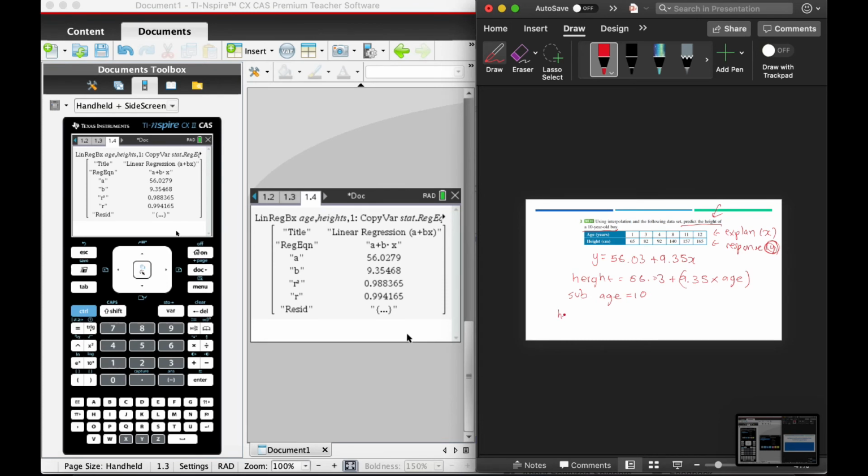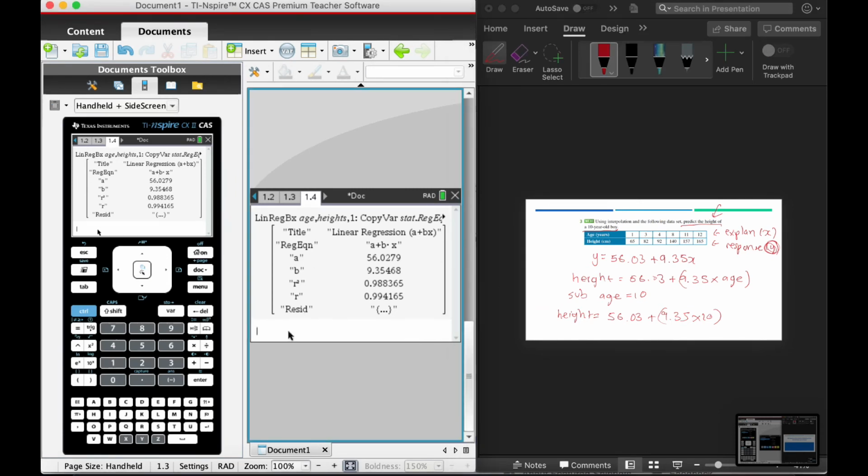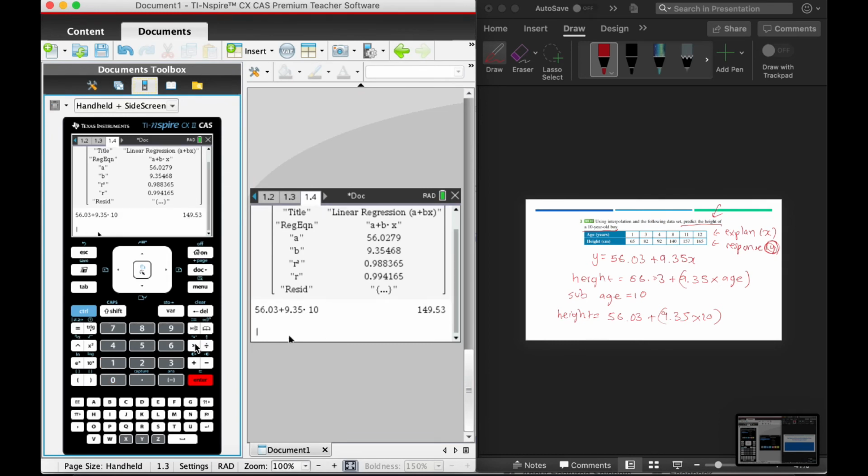So height is going to be equal to 56.03 plus 9.35 times by 10. So let's put that into a calculator. So I'm going to type over here 56.03 plus bracket 9.35 multiplied by, where's the multiplication? Multiplied by 10, close bracket, hit the enter. Therefore, that is going to be height.